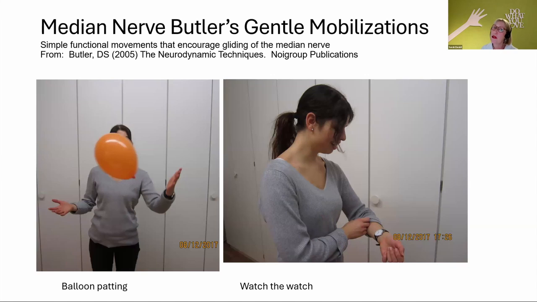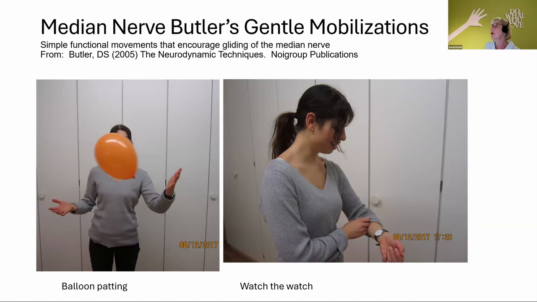Other suggestions come from Butler, who created some practical suggestions. Not everybody can understand nerve gliding. It's a little bit weird, the movements. He said, well, why not just do some practical movements? He suggested, for instance, balloon padding as an exercise. You don't actually have to have a balloon, but you are bending and straightening the wrist back and forth, and that's getting that nerve to glide.